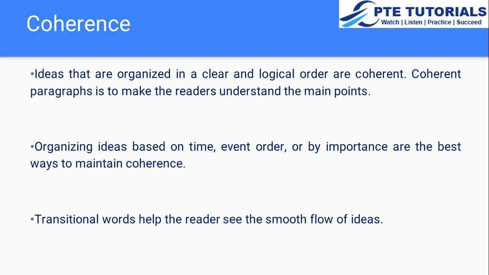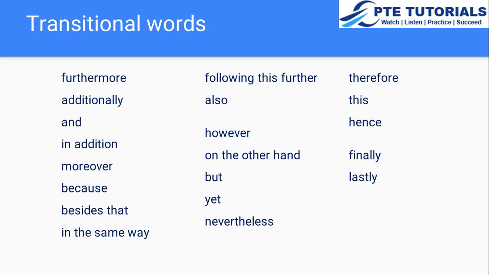In more layman's terms, this is like organizing ideas based on time, event order, or by importance. Stick to one, otherwise you will end up confusing the reader. You may also wish to include transitional words that help the reader understand that you're moving from one topic to the next, or moving from something that states an idea to one that supports an idea. A list of transitional words are provided here.